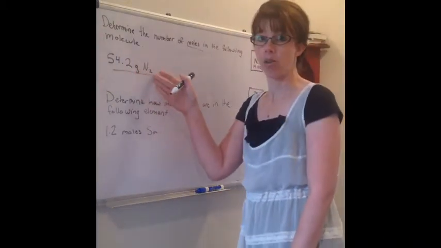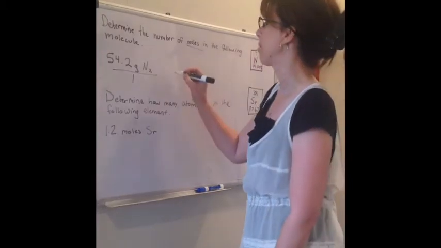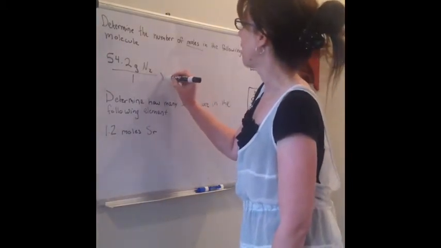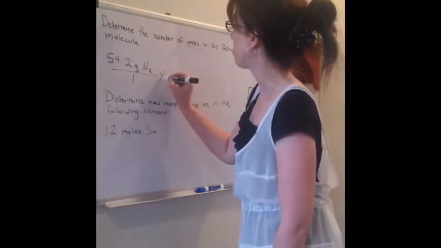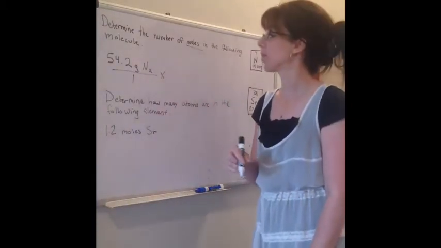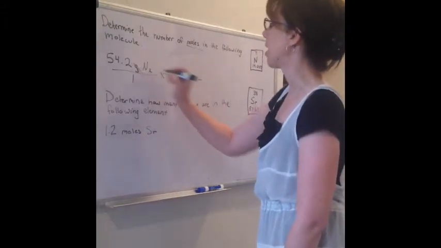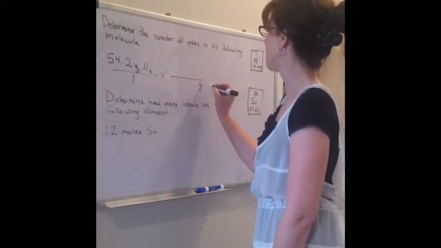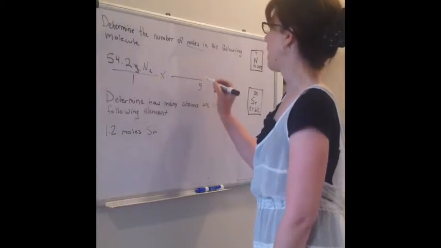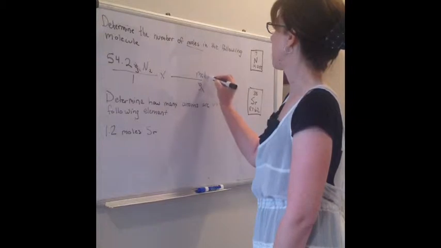Remember that any whole number can be put over 1. I find that the easiest way to remember if I then multiply or divide when I'm going from grams to moles. So now you know that to be able to cross cancel grams, your grams is going to be on the bottom, and that way we can cancel them out, and we want moles to be our final answer.